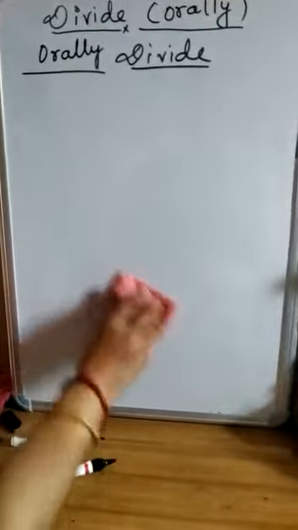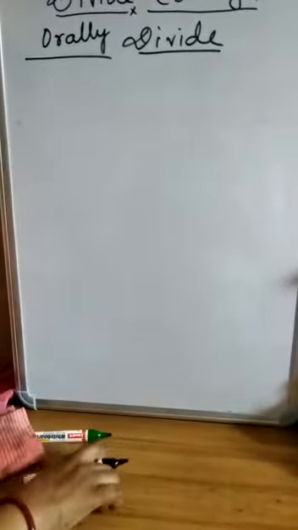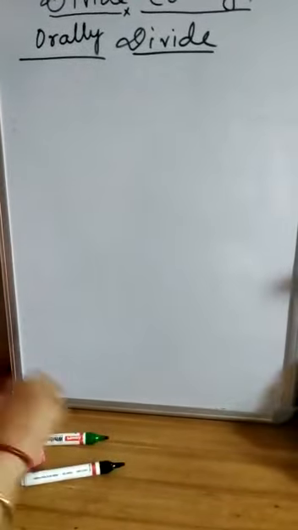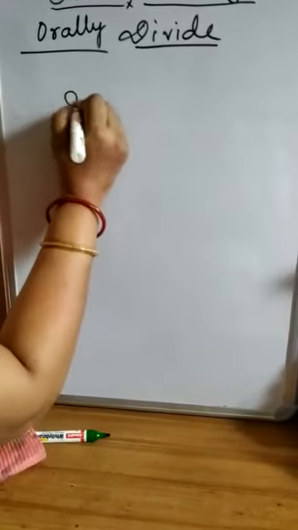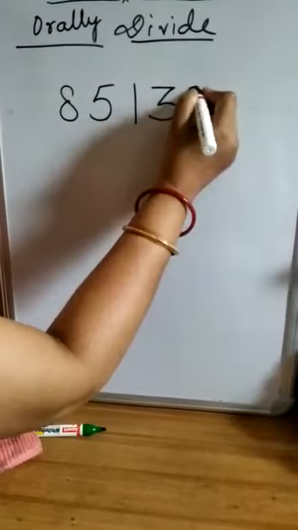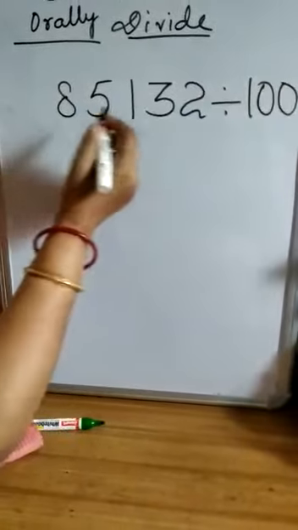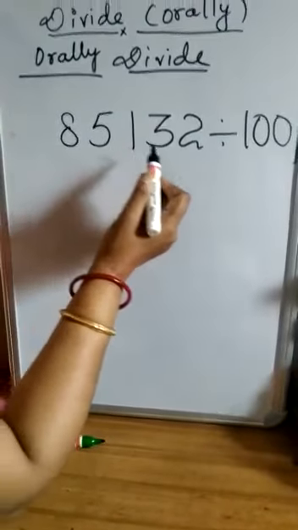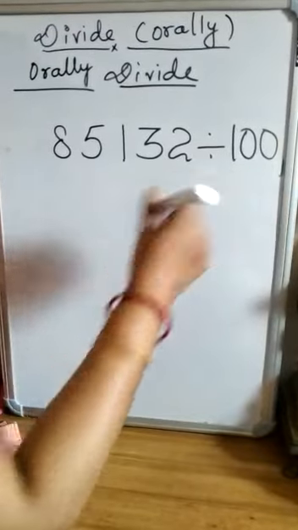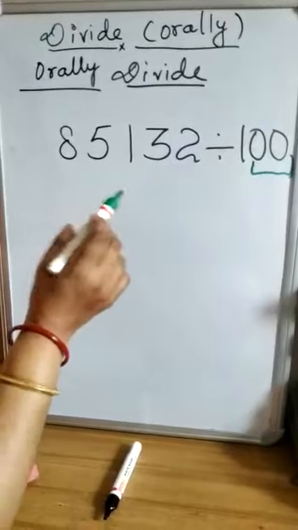Here let us take another example to understand this nicely. 85132 divided by 100. What is the number? 85,132. It is divided by 100. So how many zeros are there in 100? 2 zeros. Right? So how will the quotient be obtained?